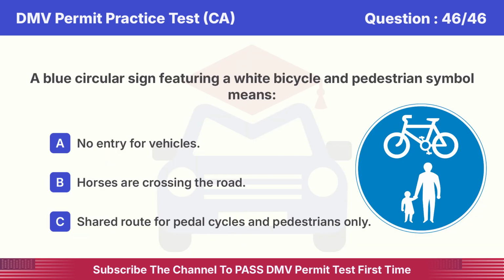Question 46. A blue circular sign featuring a white bicycle and pedestrian symbol means. Option A, no entry for vehicles. B, horses are crossing the road. C, shared route for pedal cycles and pedestrians only.